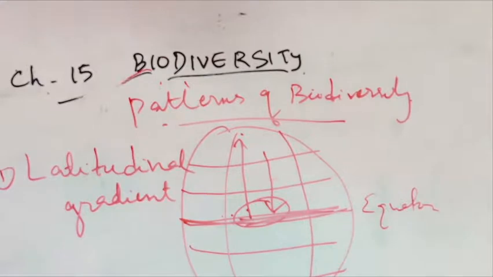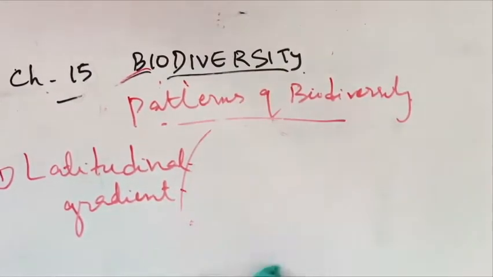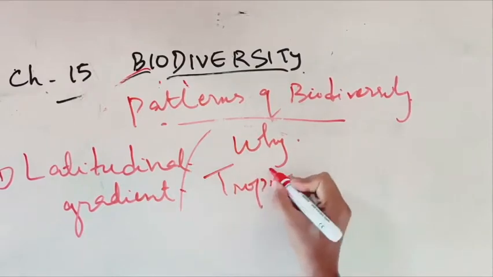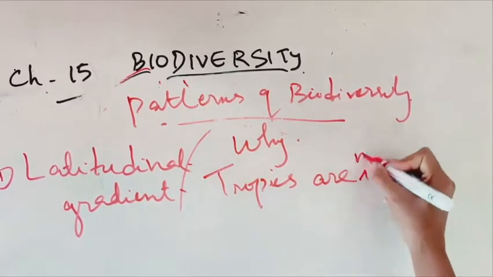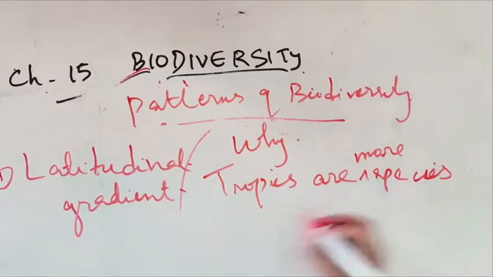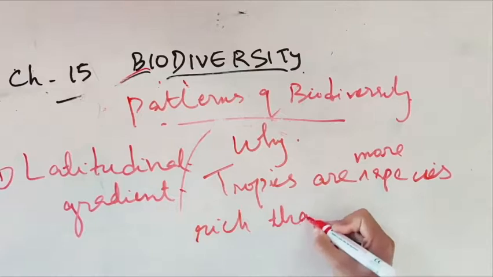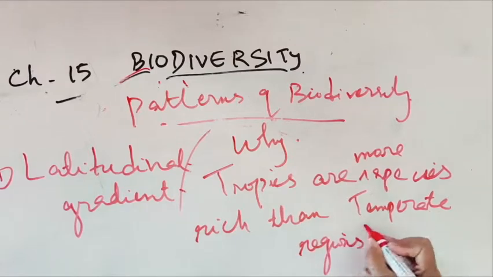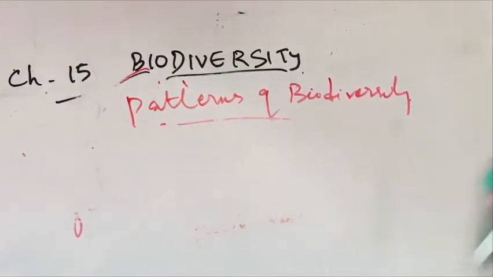Ecologists and evolutionary biologists ask, why is this happening? Why are the species more rich in the tropics than in the temperate regions? They come out with a few points. Why are tropics more species rich than the temperate regions? We'll see.